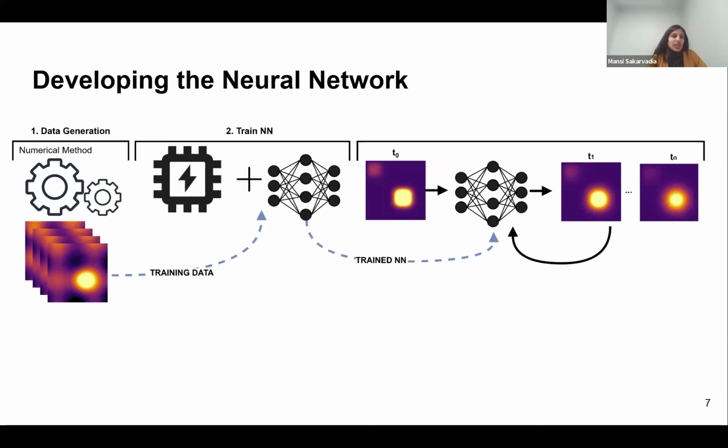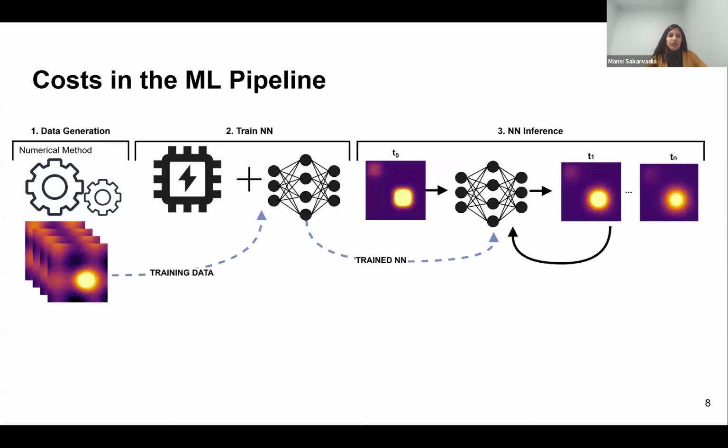The next step is you take the data that you've generated to train your neural network. And of course, if you have experimental data, you can also use that at this point. The third step is you deploy your neural network for inference. And of course, we're interested in costs in this machine learning pipeline. The one good thing we know is that model development costs in steps 1 and 2 are amortized over the lifetime of your neural network.